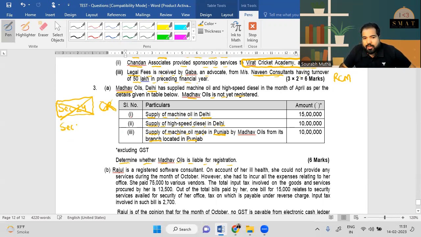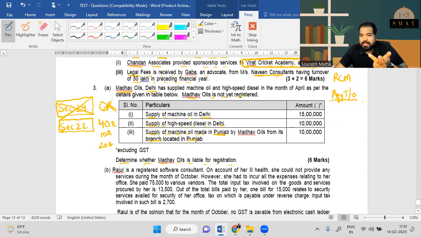So let's check section 22, where we have to check the limit of 40 lakh or 10 lakh or 20 lakh. But for that, we will need aggregate turnover. So let's calculate aggregate turnover. Aggregate turnover includes everything except inward supplies, no interest, no GST, and no non-taxable Schedule 3. Supply of machine oil, should I include that? Yes. Supply of high-speed diesel? Yes. Supply of machine oil in Punjab? Yes. So the total turnover is 35 lakhs.